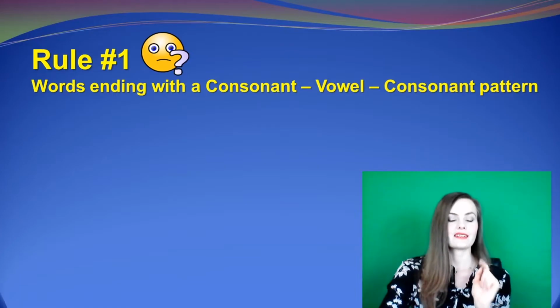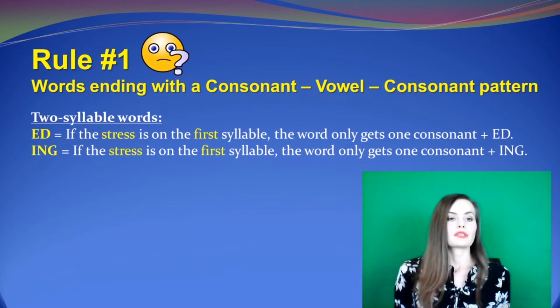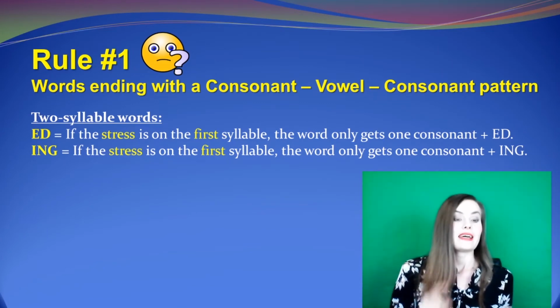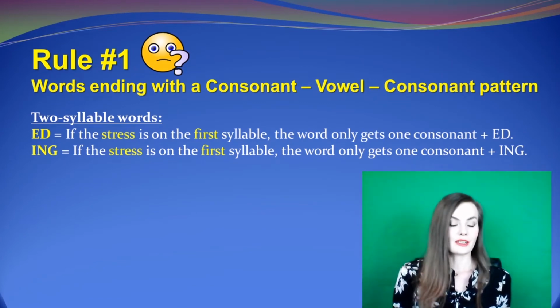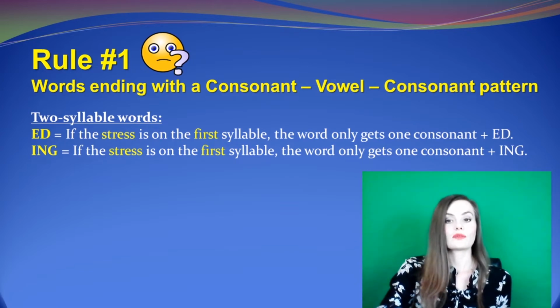Still, we are working on the consonant vowel consonant pattern, but we pay attention to the two syllable words. Two syllables. One, two. So, what do we do when we want to add ending ed? If the stress is on the first syllable, the word only gets one consonant plus ed. When we want to add ing, we follow the same rule. If the stress is on the first syllable, the word only gets one consonant plus ing.